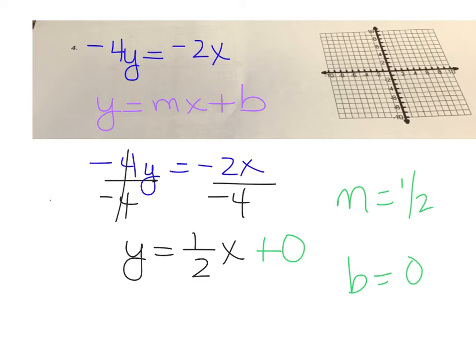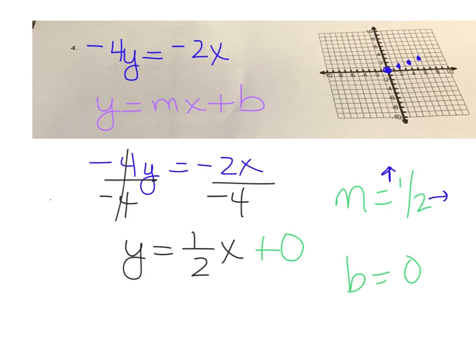If the b is 0, that means this line is going to start right at the origin. And then my slope is 1/2, so that means I'm going to rise 1 and go right 2. From my starting point, I'm going to go up 1 and right 2. I'm going to go up 1 and right 2 again, and again, and again. And then I have 5 points. Whoops, I almost missed my point.